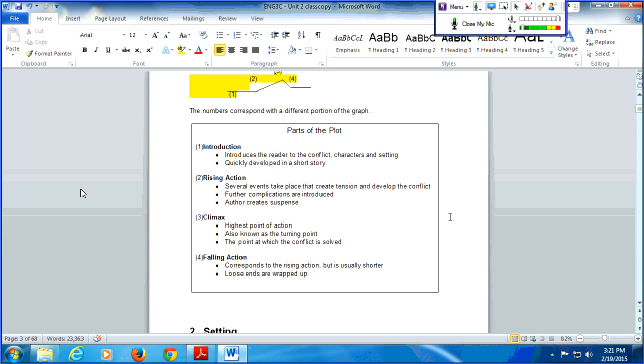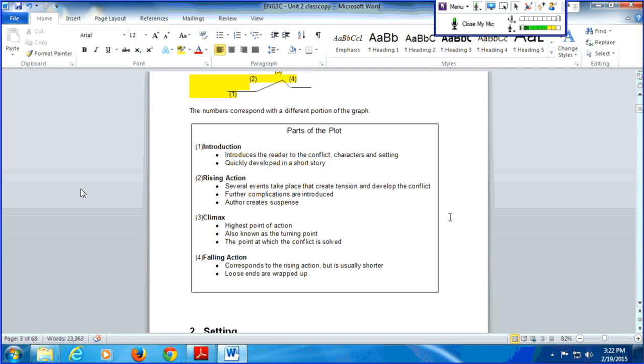The rising action is the events, the situations, kind of the meat or the things that happen that create tension and develop the conflict. Whatever the conflict you identify in the first part, this is where it's going to be developed. And this is where the author can create some suspense. You don't know how it's going to end, and more complications can arise. You have things happen that you don't expect to happen.